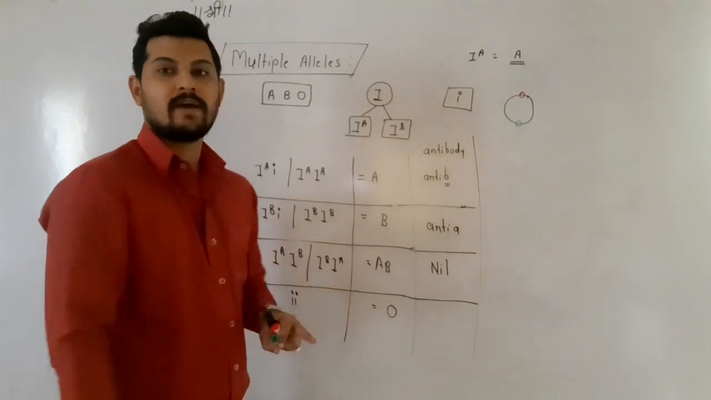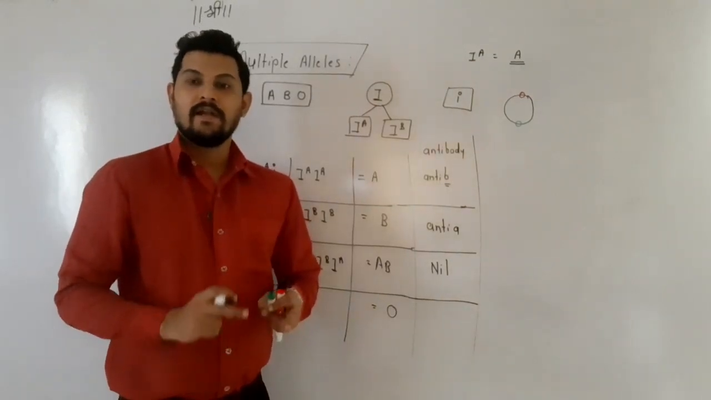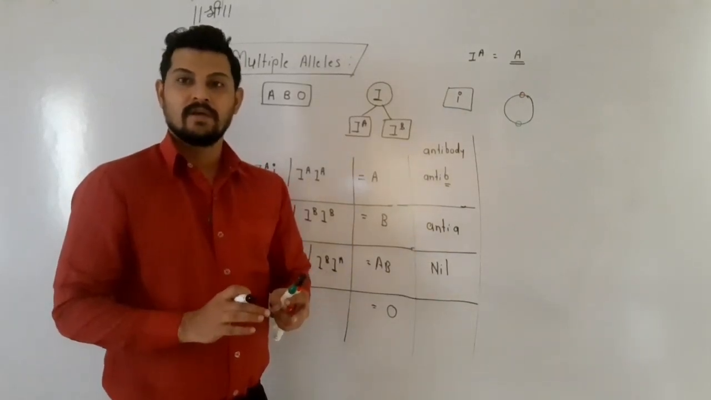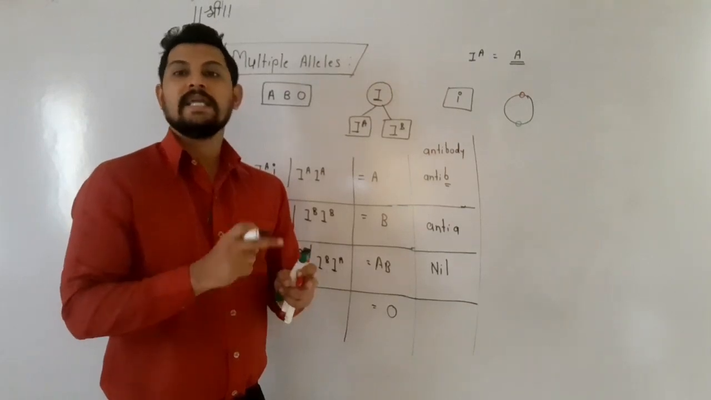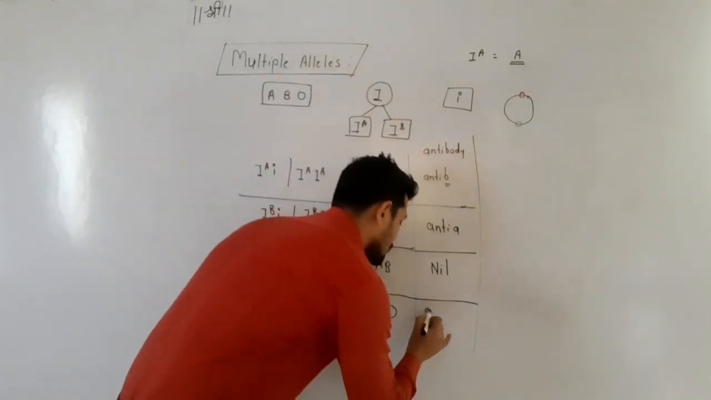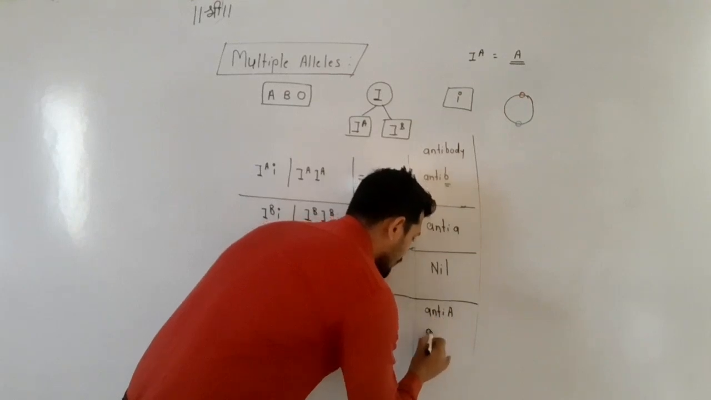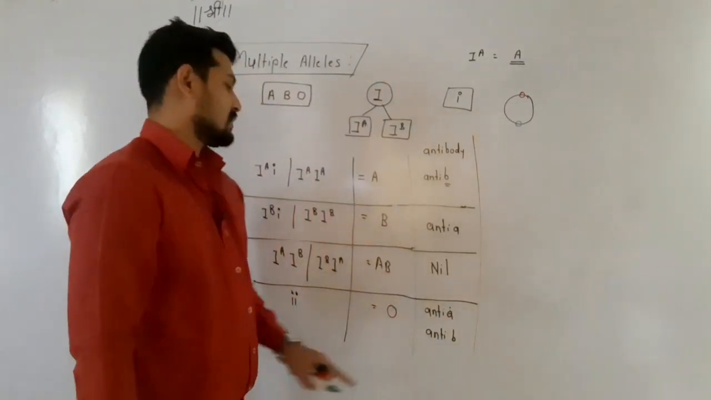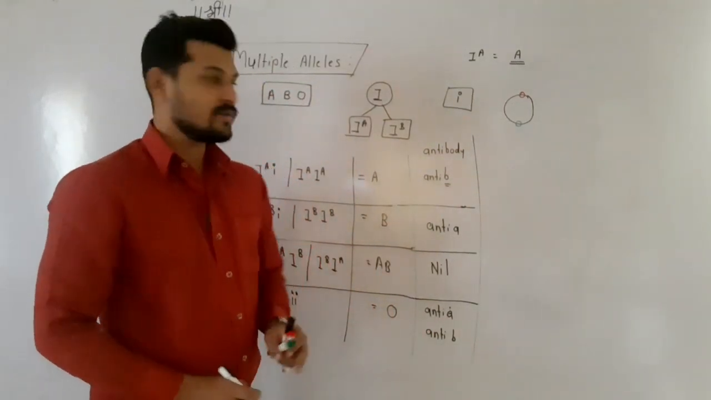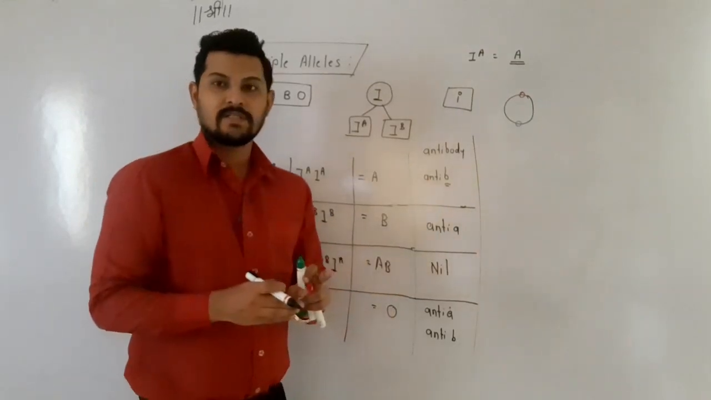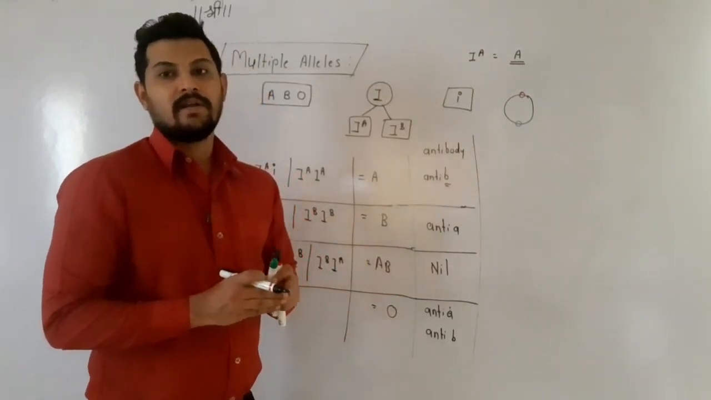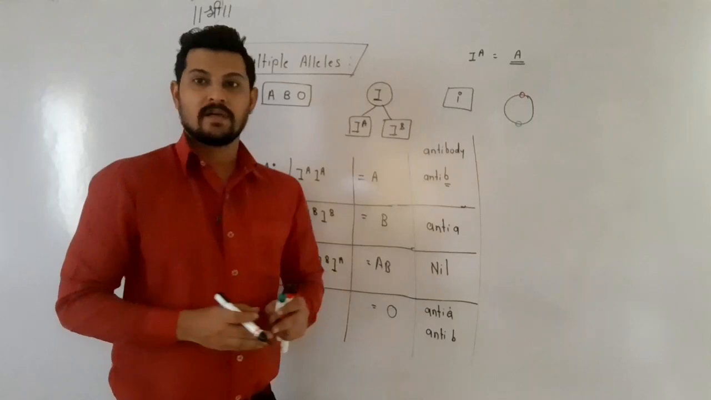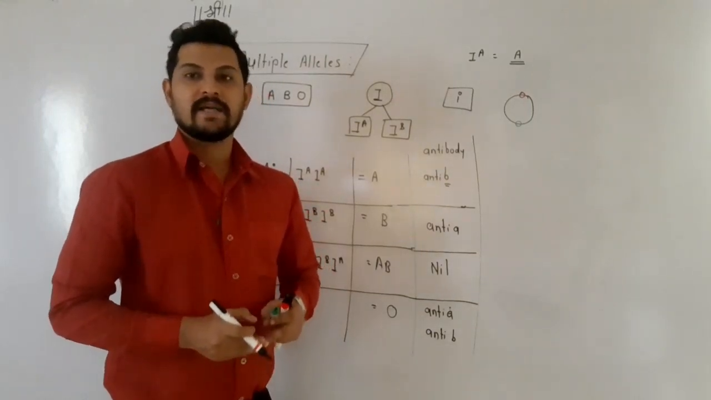Next, if the person has the O blood group, then antigen A and antigen B both are absent. In this case, the antibodies produced are against both, so anti-A and anti-B antibodies are both observed in the person who has the O blood group. So this is all about antigens and antibodies, and these antigens are decided by multiple alleles. So when more than two alleles are observed within a population, we call them multiple alleles.